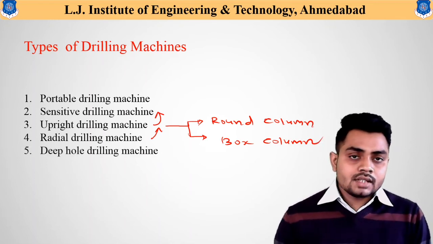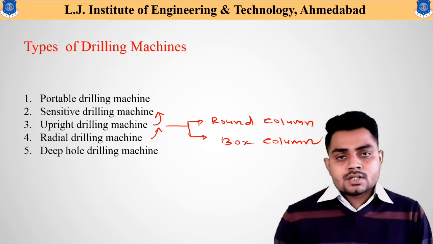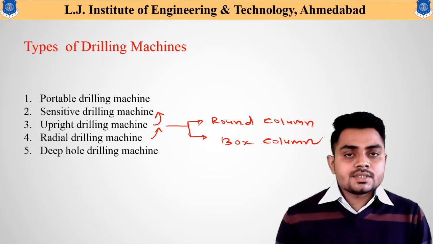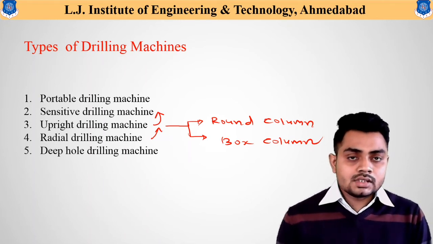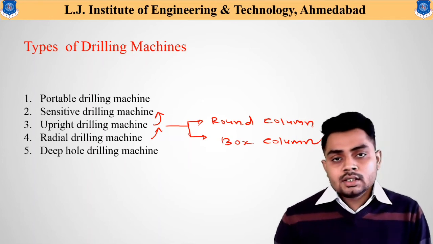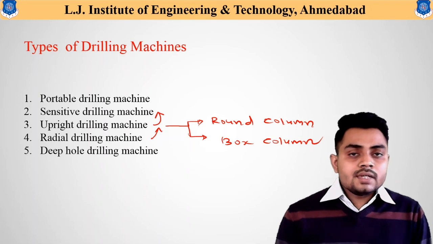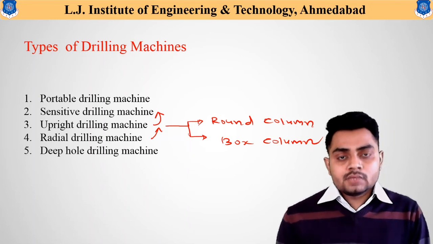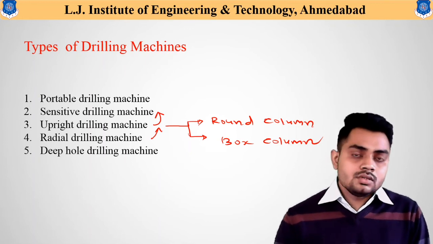Now the next one, that is the deep hole drilling machine. The name of this drilling machine itself suggests that this particular drilling machine is useful to generate a deep hole at a specific location. And there are different arrangements available compared to the other drilling machines, and that arrangement we will also discuss.